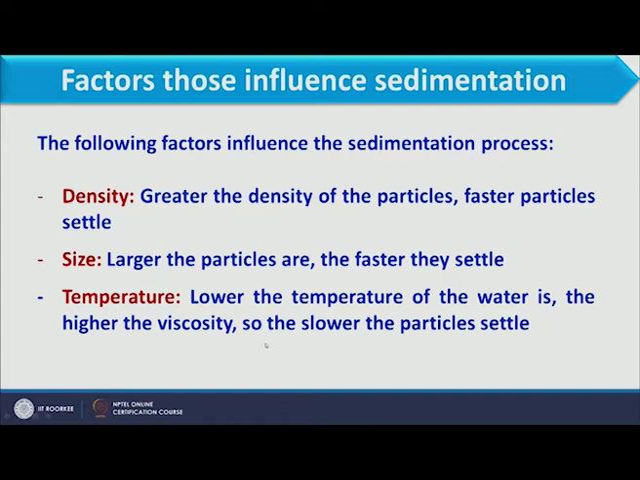Here, in the previous slide, we discussed the effect of weather on sedimentation. In winter it settles slowly in comparison to summer. Now, why is it so? Because of the effect of temperature. In summer we have higher temperature, viscosity will be less, and particles will settle faster. However, when the temperature is low in winter, viscosity would be higher and the settling will be slower.